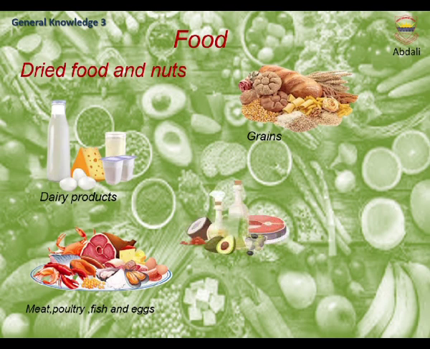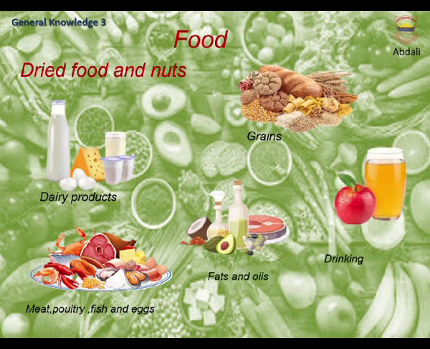Meat, poultry, fish, and eggs. These foods give us protein. Protein is like building blocks for our bodies. It helps our muscles grow strong, so we can run, jump, and play. It also helps our bodies heal when we get a scratch or a scrape. Drinking. Water is super important for us. It keeps our bodies hydrated and helps us feel refreshed. It's like a superhero drink that helps all our body parts work well.